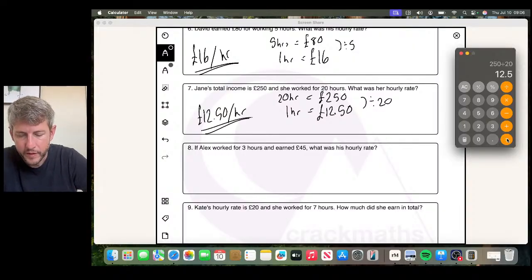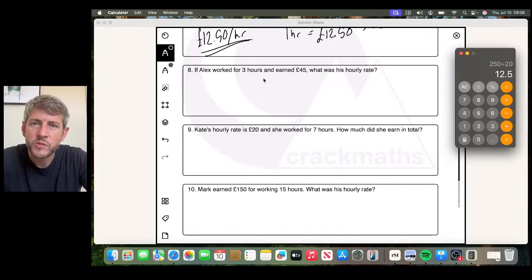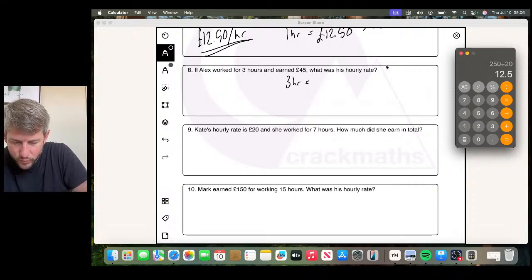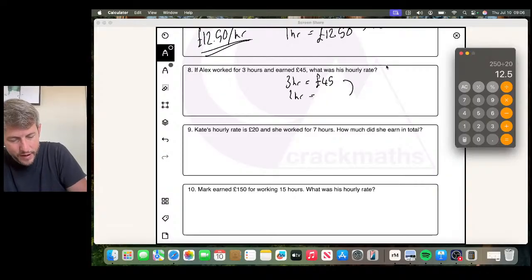Question 8. If Alex worked for 3 hours and earned £45, what was his hourly rate? So 3 hours is £45. We want 1 hour to find out his hourly rate. So divide by 3, that'll be 15. So that'll be £15 per hour.